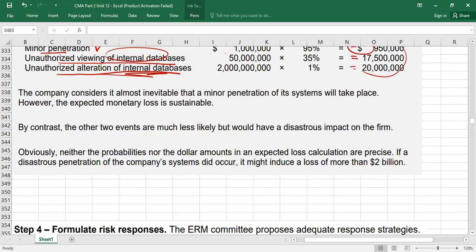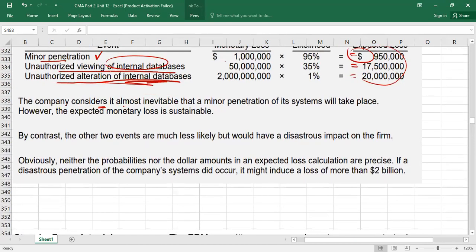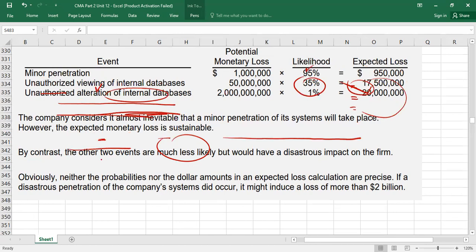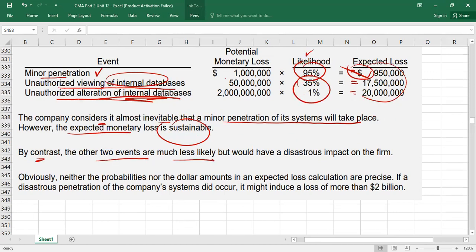Now, guys, this is just a reading, for your understanding. They are saying that the company considers it almost inevitable that minor penetration of its system will take place. However, the expected loss is sustainable, because even though chances of a minor penetration are high, the loss value is only 950,000. By contrast, the other two events are much less likely, but would have disastrous impact on the firm. So it means these must be your priority to manage. Right or wrong? This is what they are saying.